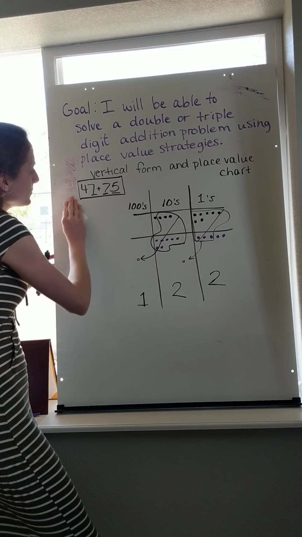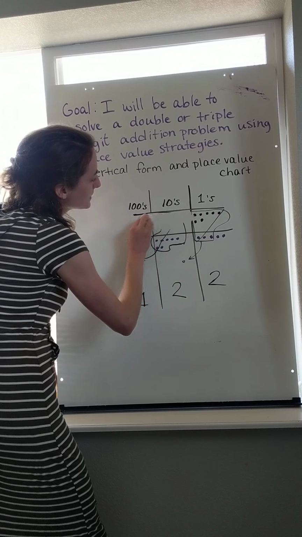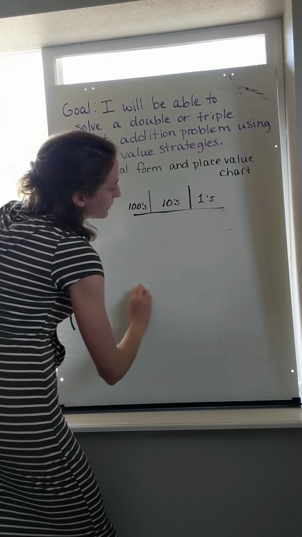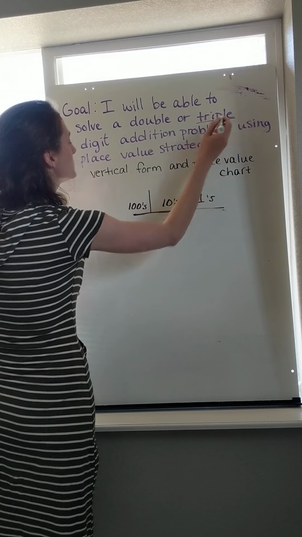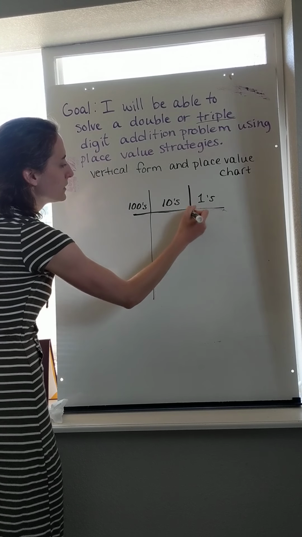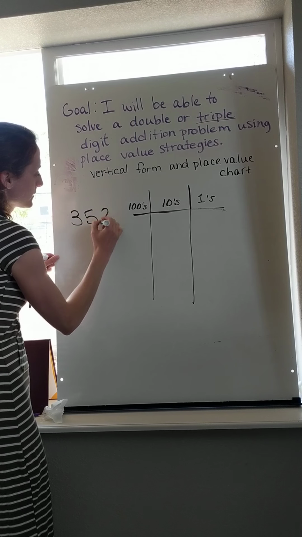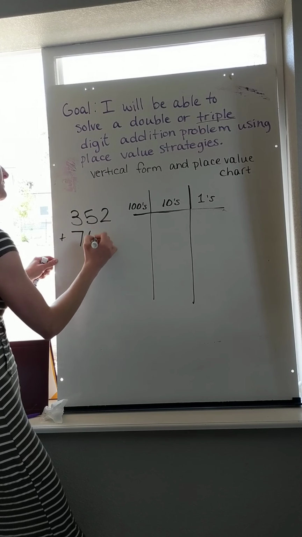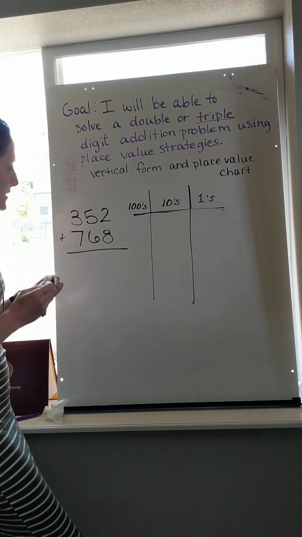So here we go, let's erase this here, and I'm just going to erase the bottom part here, because we still want to use our place value chart for this next one. Now, in our goal, we said we're going to be able to do double or triple digit numbers. So for those of you that are ready for the triple digit, here we go. I think let's start with 352, say, plus 768.